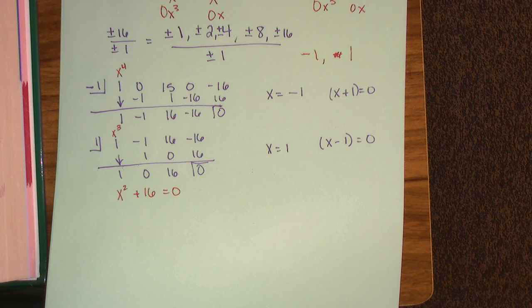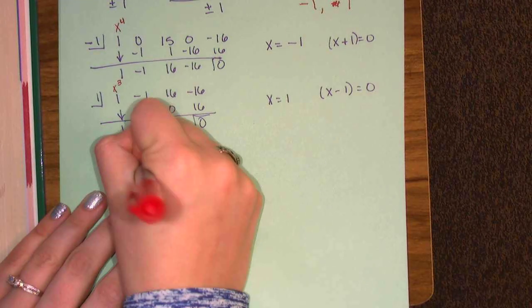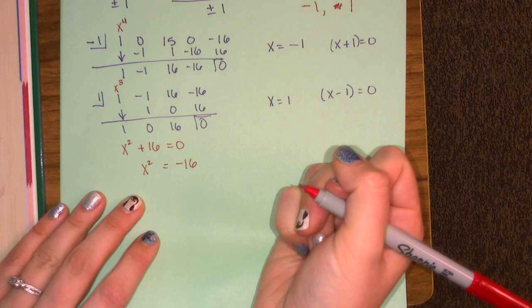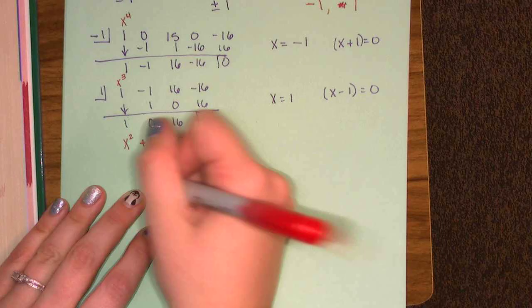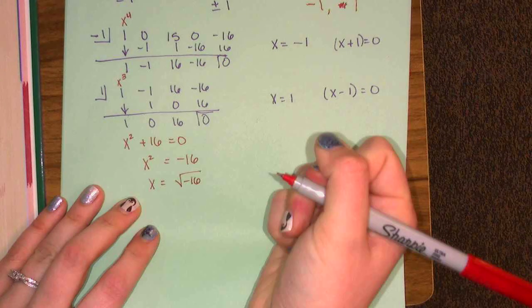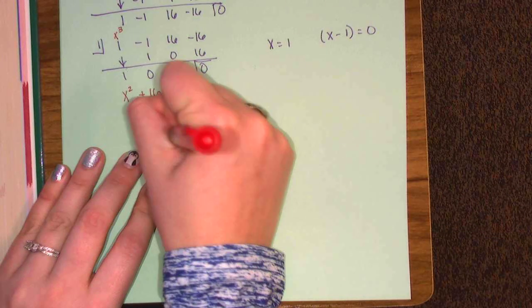So we don't need the quadratic formula, but I'm going to caution you, this is not a special type, even though it looks like it. So this is x squared is equal to -16. So x is equal to the square root of -16. Technically plus or minus, that's how we're going to get both.